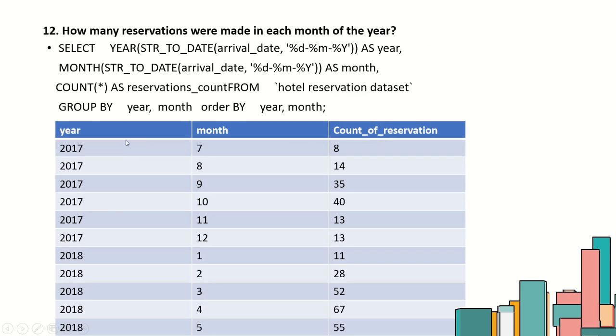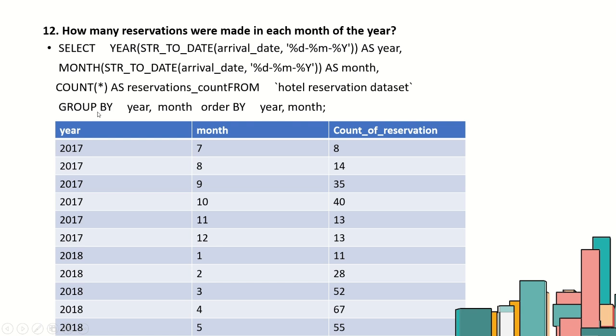Let's look at this question. This is pretty interesting. How many reservations were made in each month of the year? In this question, what I have done is first I have extracted the year from arrival date using the string to date function as year. Then similarly I have used string to date for extracting the month from arrival date as month. Then I have used count star from the database so that I can find the count of reservations.